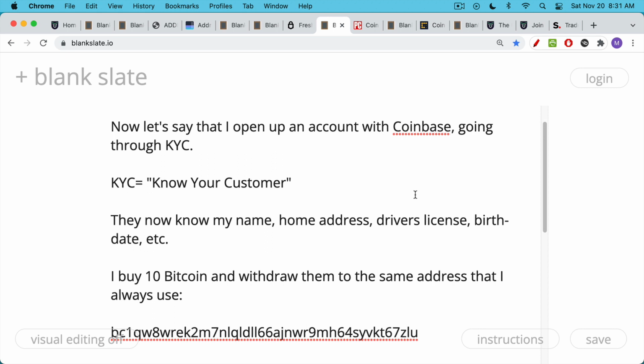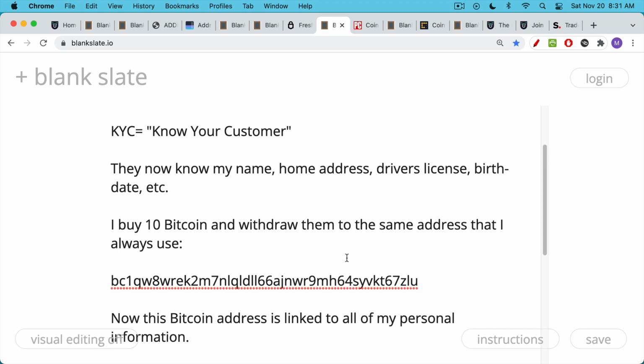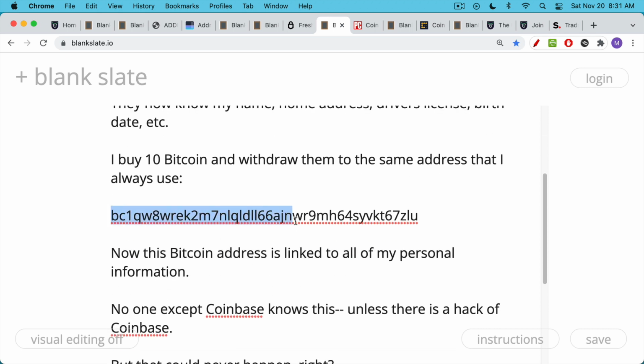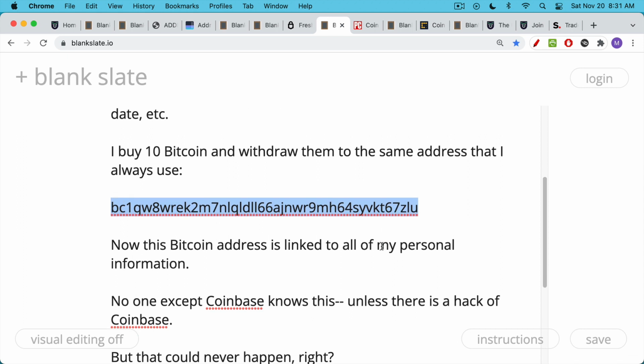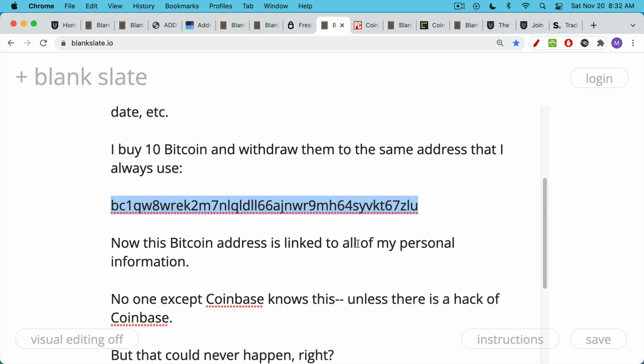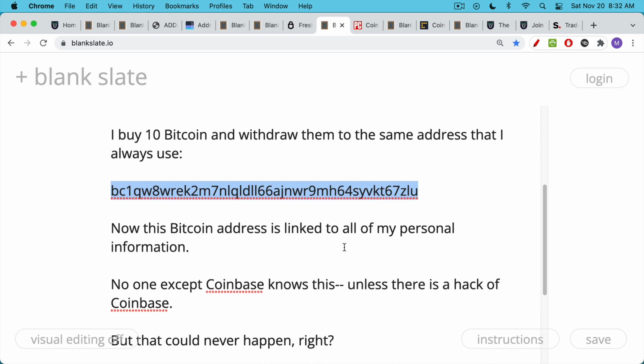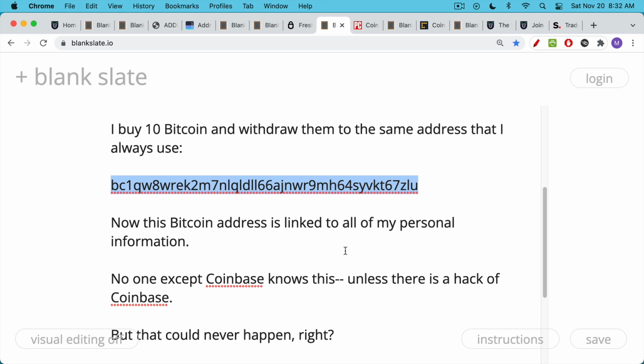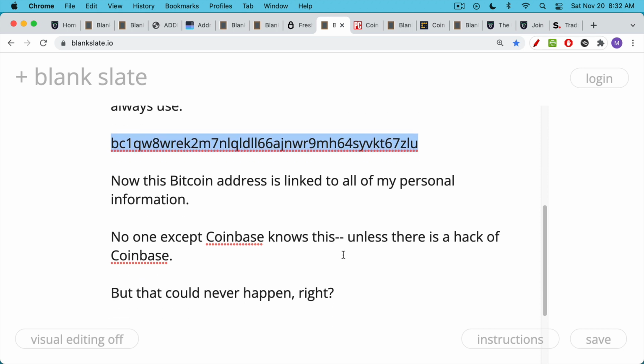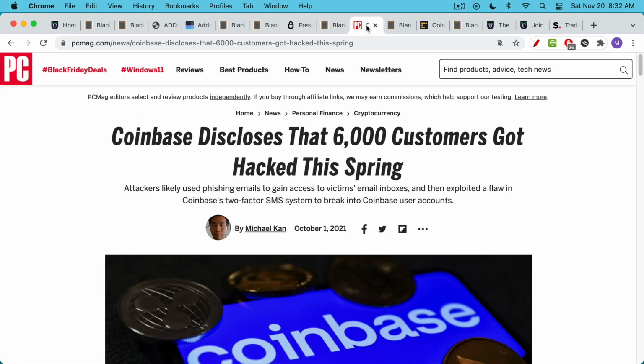Now let's say I put some US dollars in there, I buy 10 Bitcoin, and then I withdraw them to the same address that I always use because I'm very lazy and I don't know how these things work. So this is the same address that I got paid to in the previous example. So now this Bitcoin address, this BC1 address, is linked to all of my personal information because I gave them my KYC information. I withdrew Bitcoin to this address. So now Coinbase knows that this Bitcoin address is linked to all my personal information. No one else knows this, fortunately, unless there's a hack of Coinbase. And we think that can never happen, right? Unfortunately, as we all know, these hacks are happening all the time.